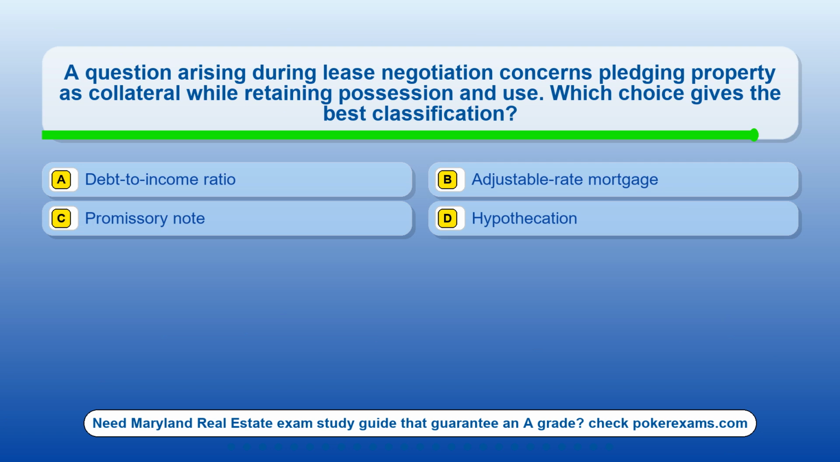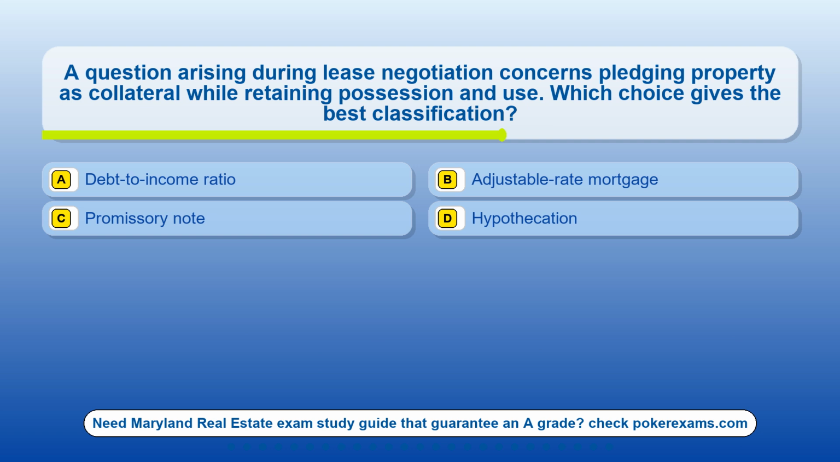Question 5. A question arising during lease negotiation concerns pledging property as collateral while retaining possession and use. Which choice gives the best classification? Option A, debt-to-income ratio. Option B, adjustable-rate mortgage. Option C, promissory note. Option D, hypothecation.